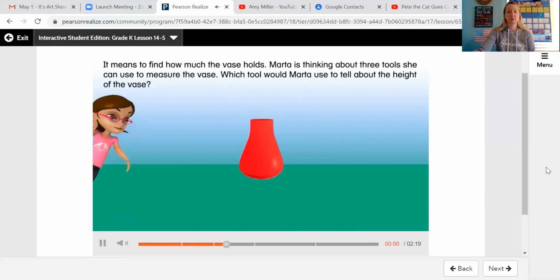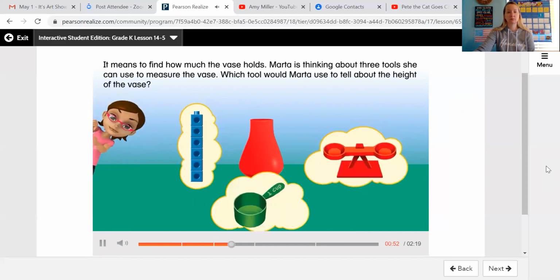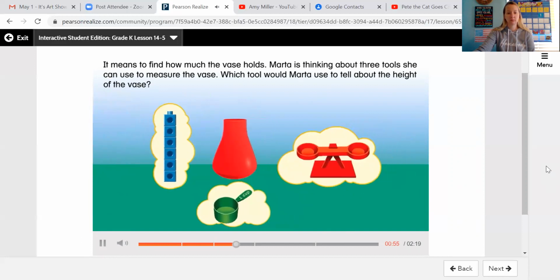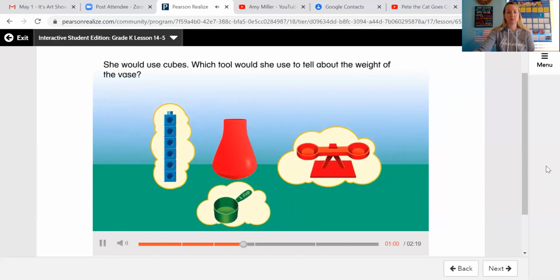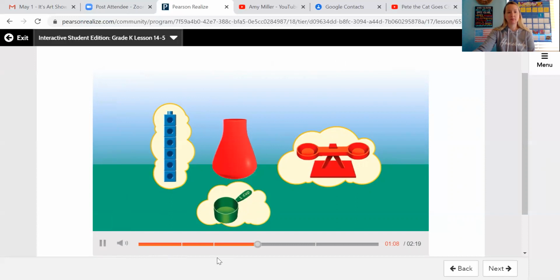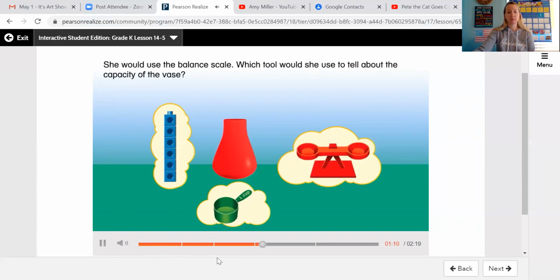Marta is thinking about three tools she can use to measure the vase. Which tool would Marta use to tell about the height of the vase? She would use the cube train to tell about the height. Which tool would she use to tell about the weight of the vase? A balance scale or a measuring cup? Let's see if you're right. She would use the balance scale.